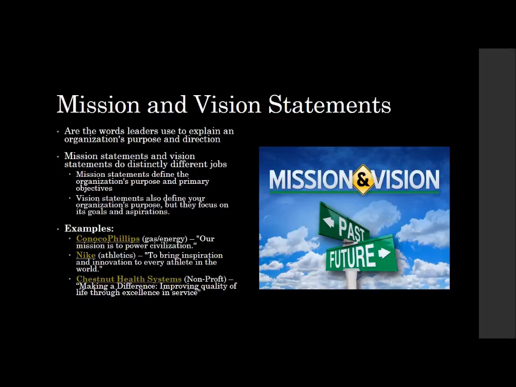Vision statements also define an organization's purpose, but they focus on its goals and aspirations. These statements are designed to be uplifting and inspiring. They're also timeless. Even if the organization changes its strategy, the vision statement can often stay the same.